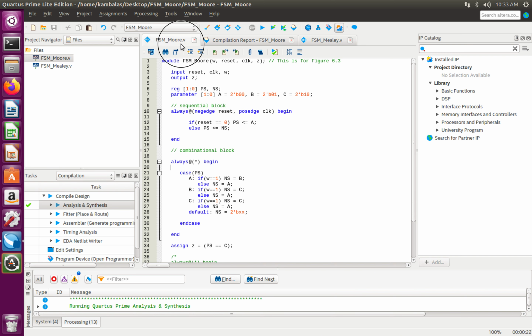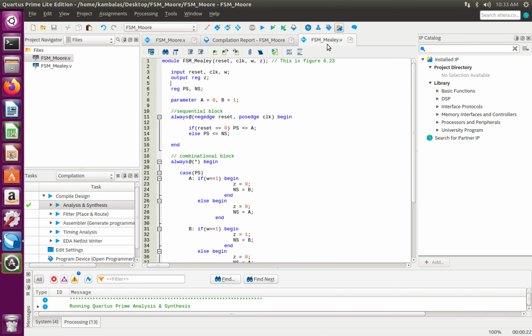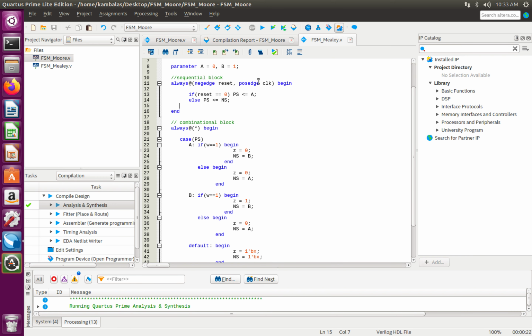Again, this is also very important, guys. If your state encoding is 2 bits long, then your present state and next state also should be 2 bits long. Again, the sequential block has no change: negative reset, positive clock. If reset goes to 0, present state is A, else present state is next state. Perfect. All of you know how this works.